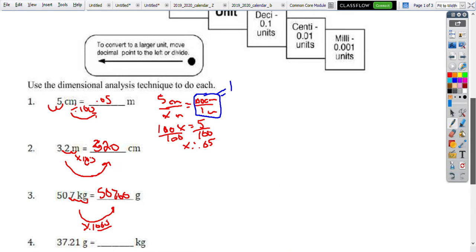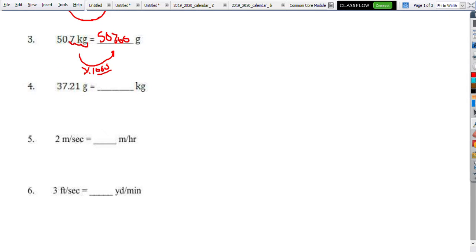All right, and then the last guys here, from grams to kilograms, and we're going to get smaller. From a small unit to a big unit, it's going to decrease in size. So I divide by 1,000 here. So take the decimal point 3 places over to the left, that's 0.03721.